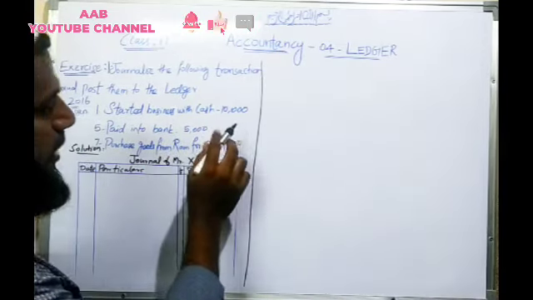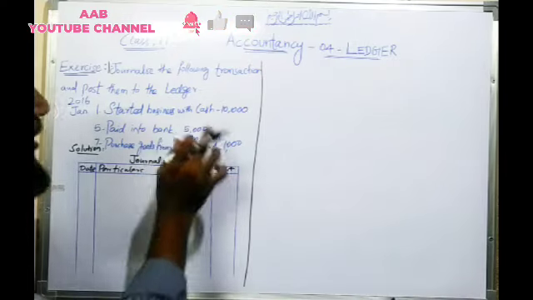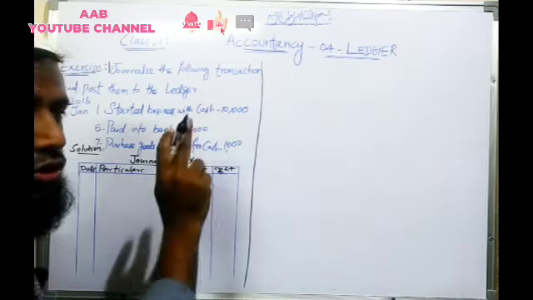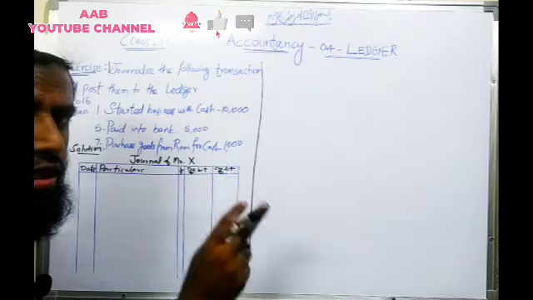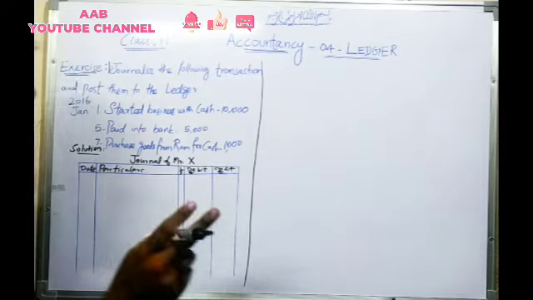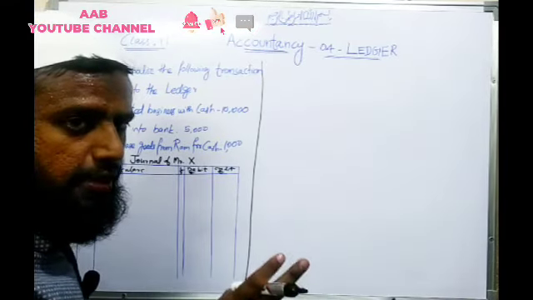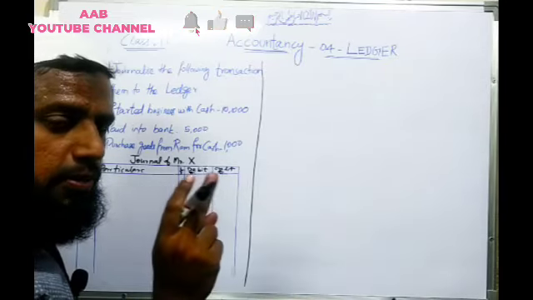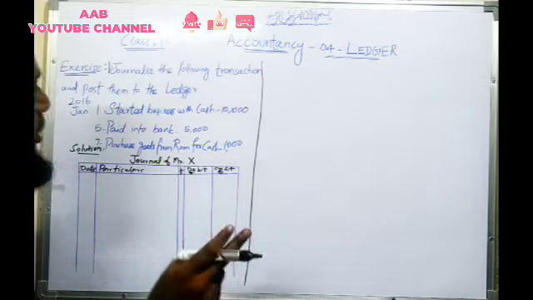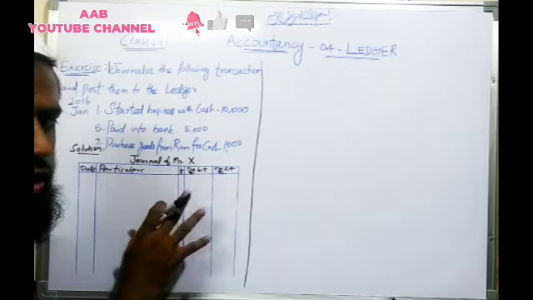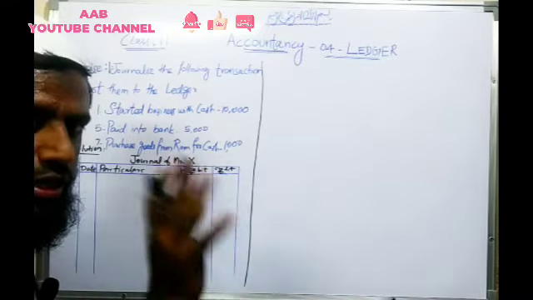So, started business with cash. You know well this is a cash account, this is a real account. All cash transaction accounts are called real accounts. Last time I posted on my YouTube channel which one is a real account, which is a nominal account, which is a personal account. So started business with cash is a real account. In a journal entry, first of all, the real account.